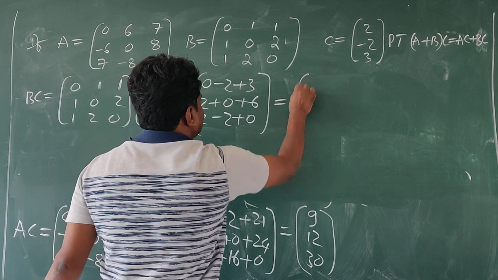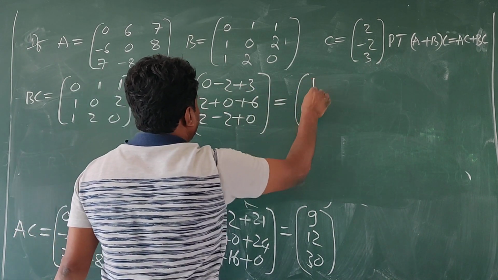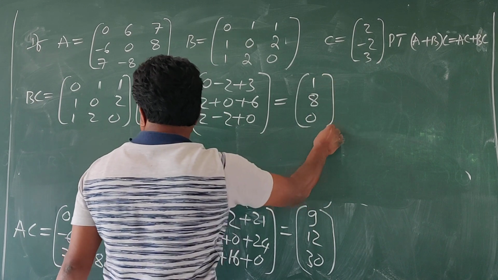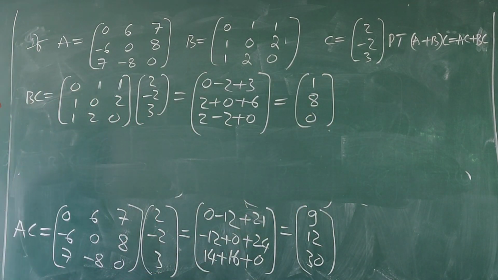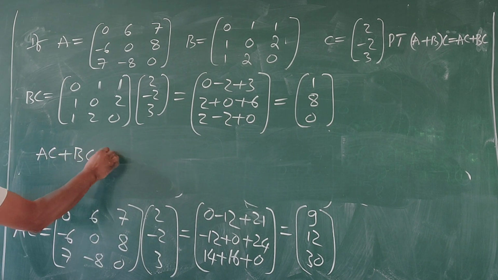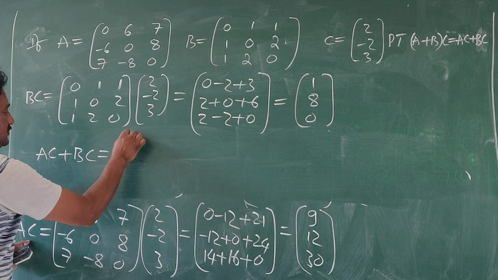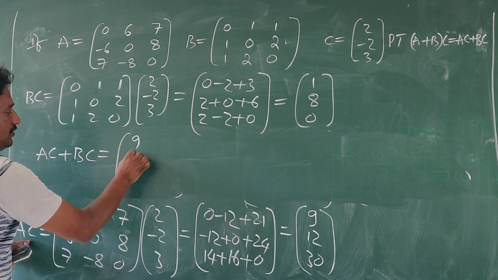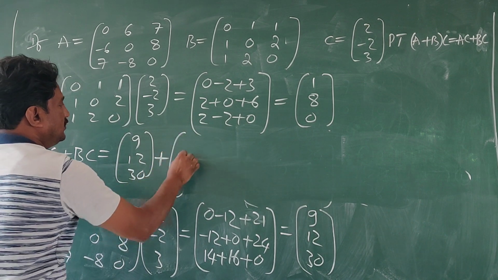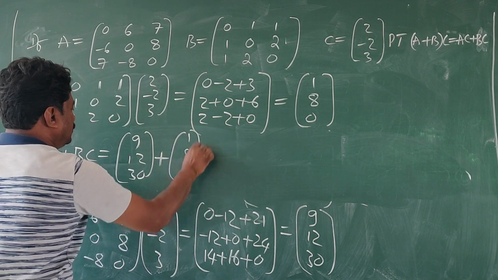Simplify this. 3 minus 2, 1. 6 plus 2, 8. 0. Now let us find AC plus BC. Substitute for AC: 9, 12, 30, plus BC: 1, 8, 0.